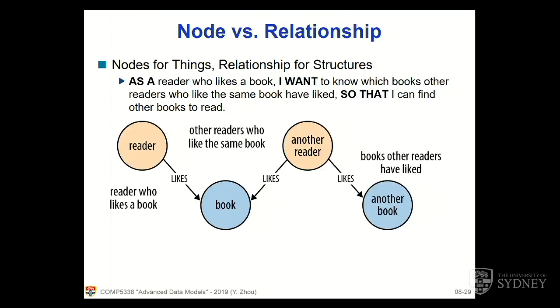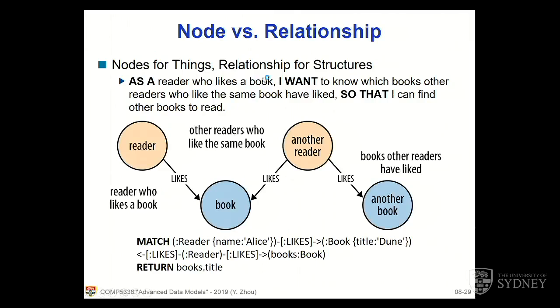So the node and the relationship here are really typical and obvious, right? There's a reader and there's a book. They are things, so usually you model them as nodes. And there's a likes relationship, a reader likes books. That's a structure, and very likely you model it as a relationship. And your graph would be something like this: a reader likes a book, and then another reader likes this book.